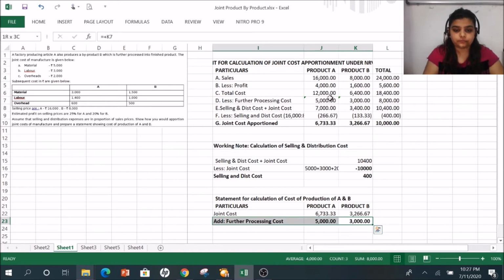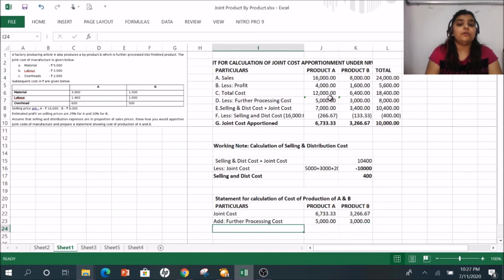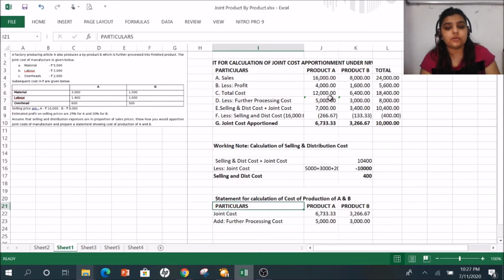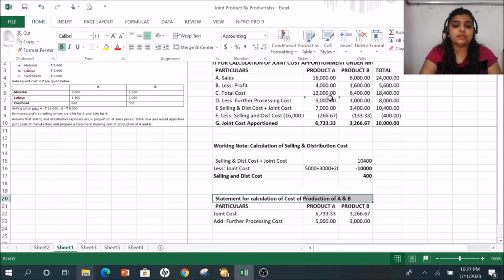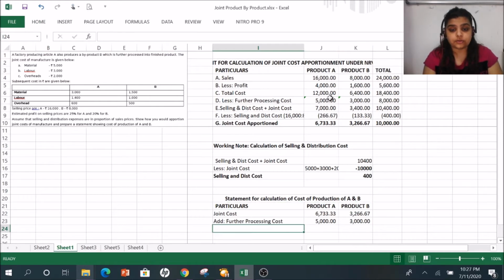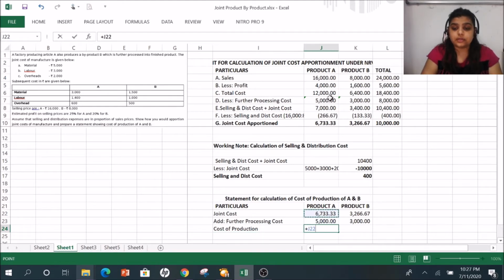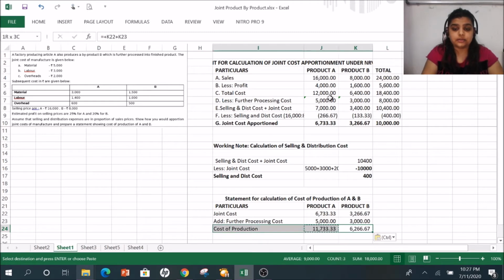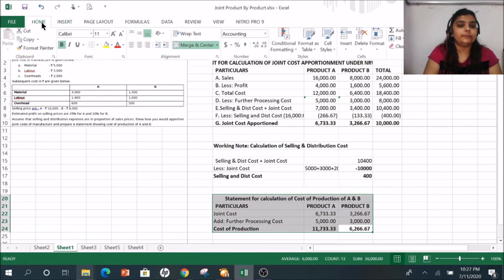So are we going to add selling and distribution? No, we are not going to add selling and distribution, because what they have asked is just the cost of production. So what we get is the cost of production, that is this plus this, similarly this, and this is our cost of production ready.